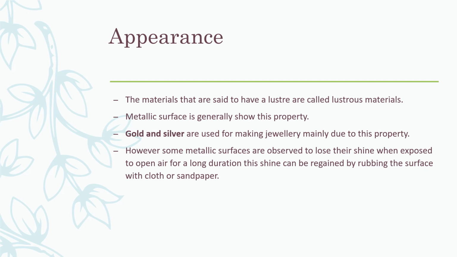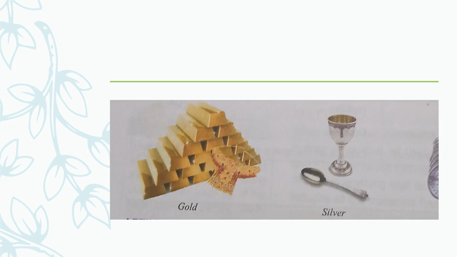Now, gold and silver. You must have seen your mother or the ladies in the house usually wear ornaments made up of gold and silver. Why? Because they are lustrous. They have a particular shine. However, some metallic surfaces, after exposure to open air for a long duration, become rough or lose that luster, but it can be regained. It is possible to regain that with the help of cloth or sandpaper. Like here you can see gold and silver, which are used to make different items because of the property of luster.